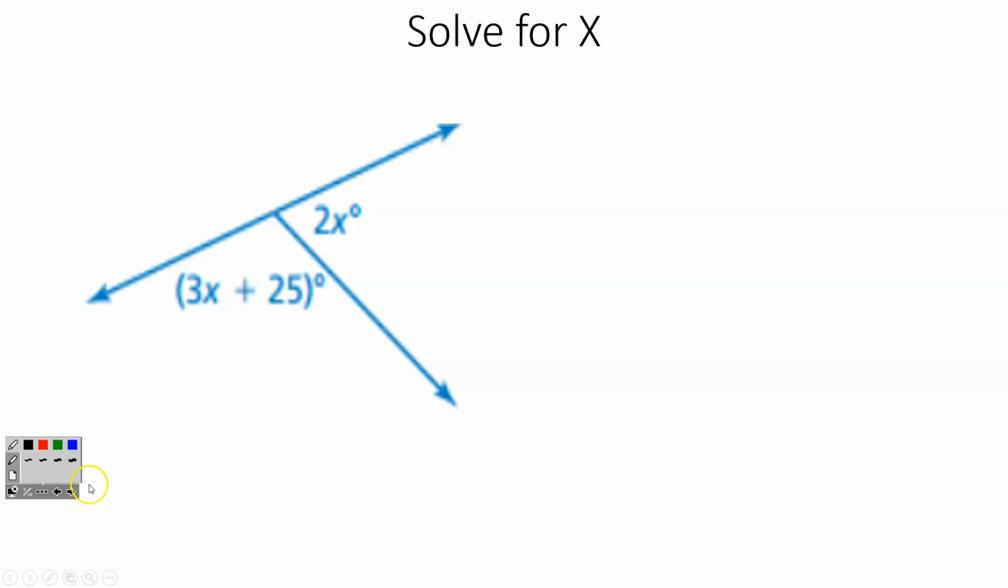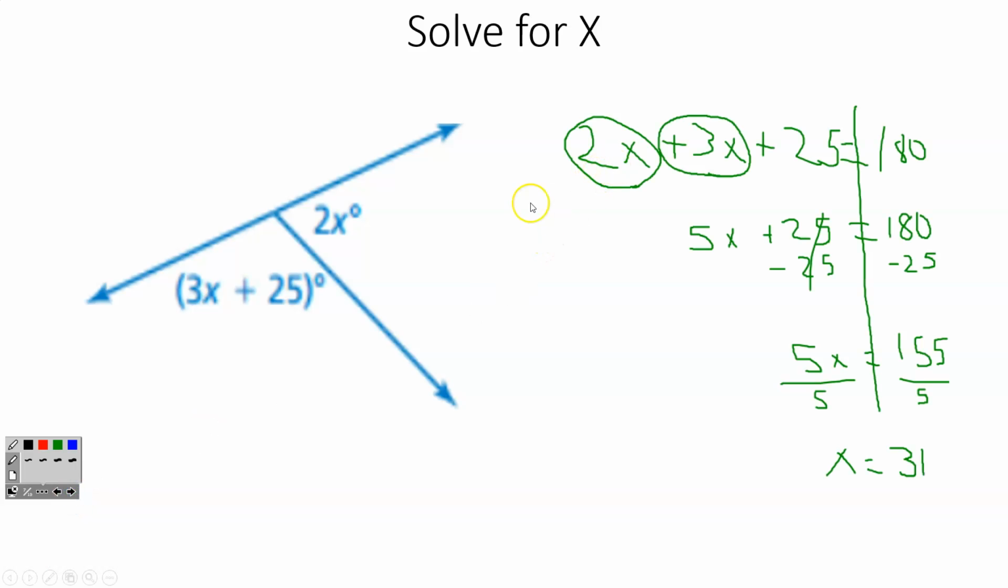Okay, so because these 2 angles are supplementary, we're going to add them together to have them equal 180 degrees. So we're going to put 2x, and then this angle is 3x plus 25, so I put that right there and set it equal to 180. I'm going to combine some like terms, so I'm going to combine my 2x and my 3x, and by doing so, that gives me 5x.